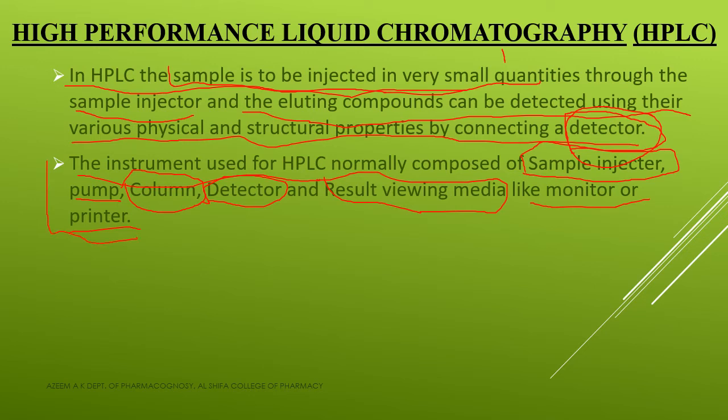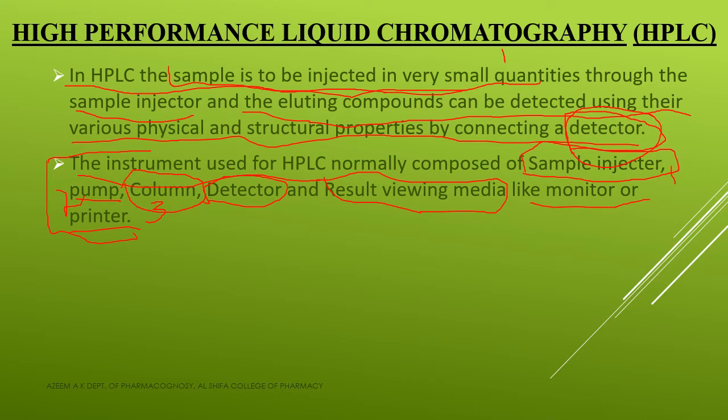Then the instrument used for HPLC. This part is very important, the instrumentation part. The instrument used for HPLC is composed of a sample injector. This is the first part, and the second part is the pressure pump or the pump. Then the third part is a major part, that is the column, which is a stainless steel column, and inside that a silica based silicon group is packed. The diameter of the column is approximately 5 millimeter.